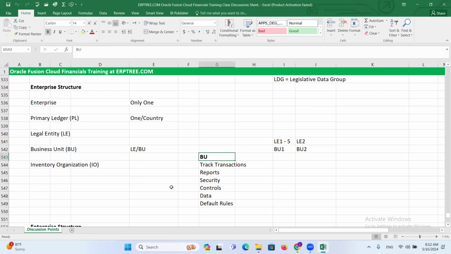And when you talk about the benefits of business unit, it will facilitate transaction tracking. Business unit wise, you can track the transactions. Since you are recording the transactions business unit wise, you would be able to generate the reports business unit wise, and for the data business unit wise you can set the security. Also you can set certain controls on the transaction activities you do within the business unit, data segregation is also possible, and you can set certain default rules which should be applicable for a specific business unit.